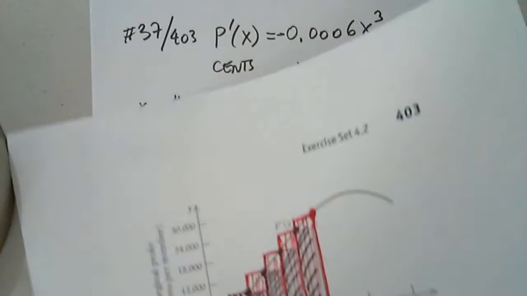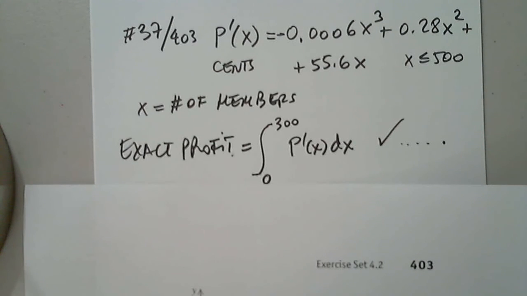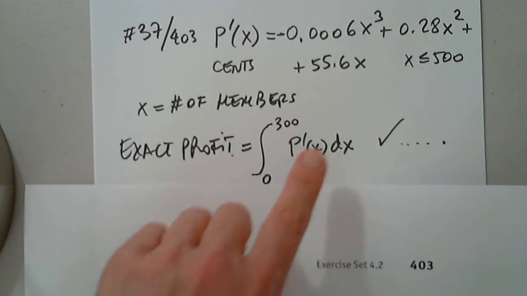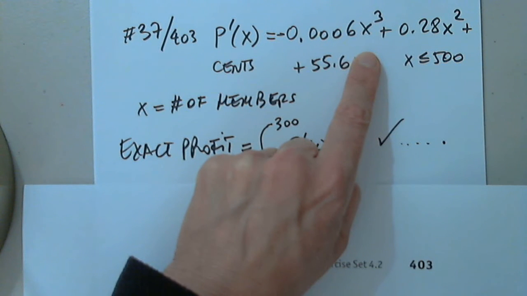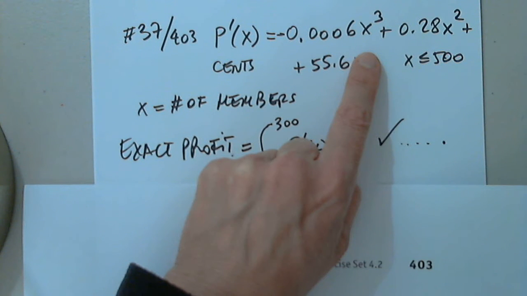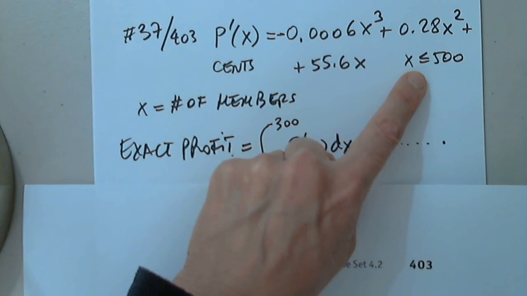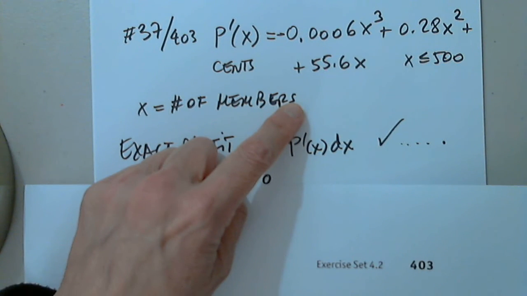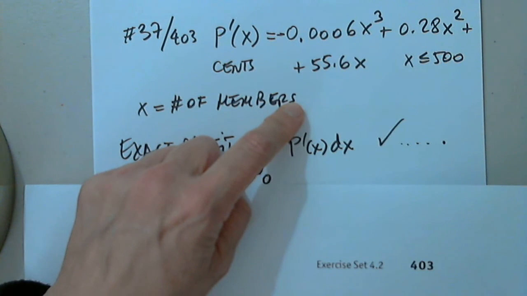parentheses, and now the function, negative 0.00, there are 3 zeros, 06, and now x, but x is in list L1 to power 3. And then plus 0.28. Now x, but that is in list L1, and I want it squared. And then plus 55.6 times x, but x is list L1. And close the parenthesis. And when you click enter, all these numbers will pop up in a blink.